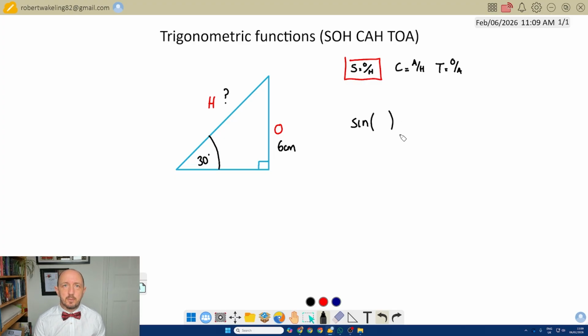And inside those brackets always goes the angle. So we're going to put the 30 degrees. You don't have to put the degrees in. That's inside the brackets. Then equals, then O, 6, divided by H. That's the thing we're trying to find. You can leave it as H. I like to use X because I'm going to use my calculator in a second to really help me with SOHCAHTOA.